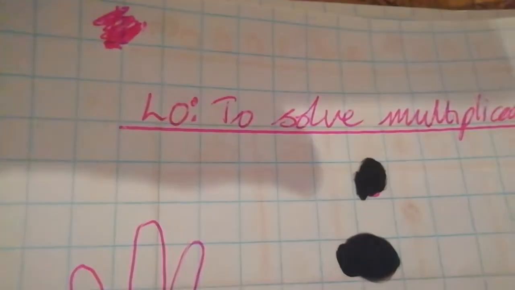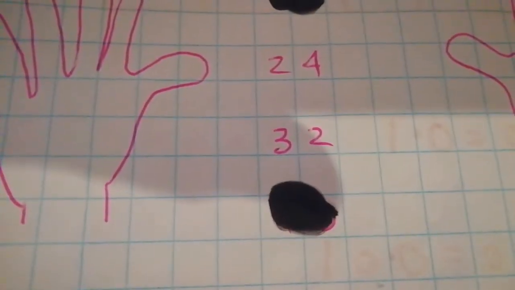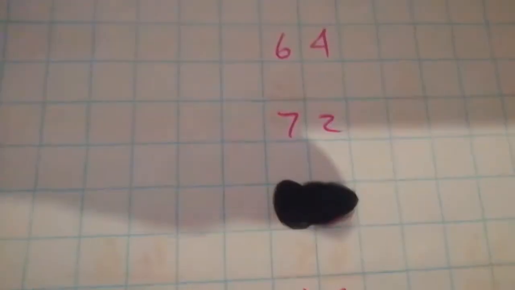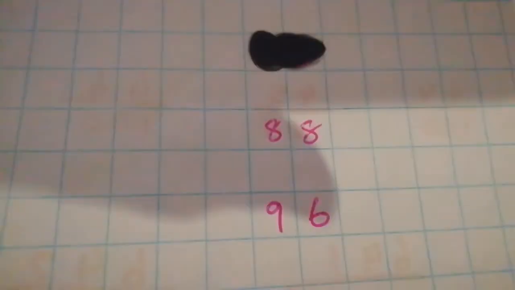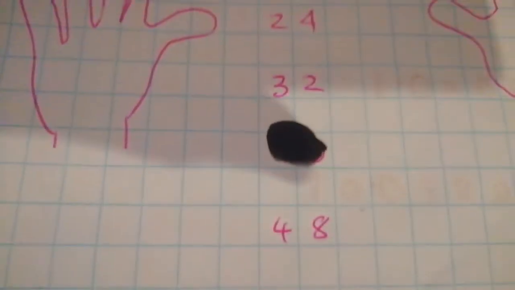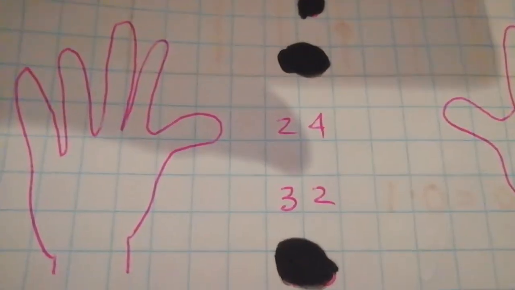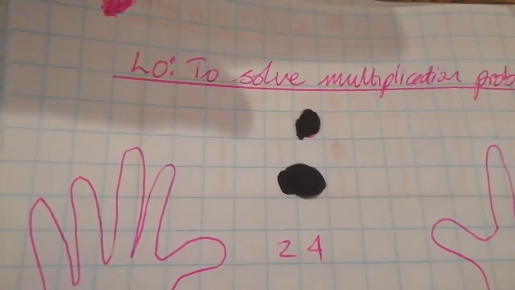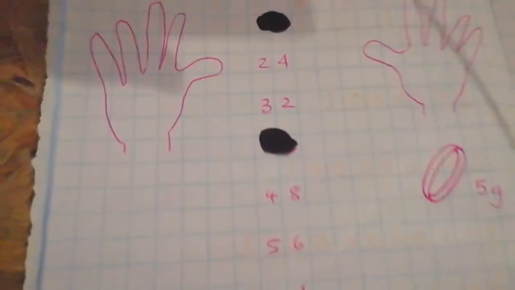Let's go up and down again. 8, 16, 24, 32, 40, 48, 56, 64, 72, 80, 88, 96, 88, 80, 72, 64, 56, 48, 40, 32, 24, 16, 8. What else do we know?